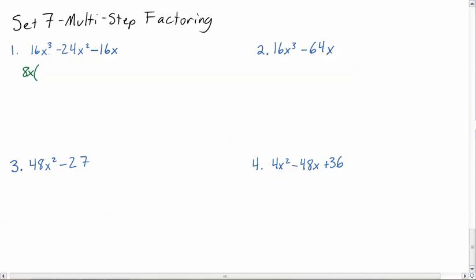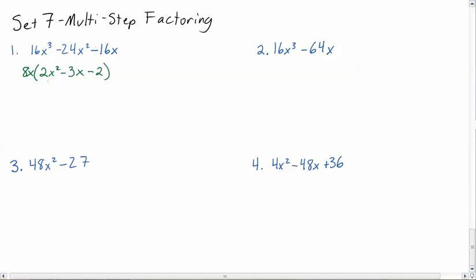and then we're going to write down what's left. So 16 divided by 8 is 2. X cubed divided by x is x squared. Now we go on to the next one. Negative 24 divided by x is minus 3. X squared divided by x is x. And then negative 16x divided by 8 would be negative 2. All right, so that's nice and lovely.